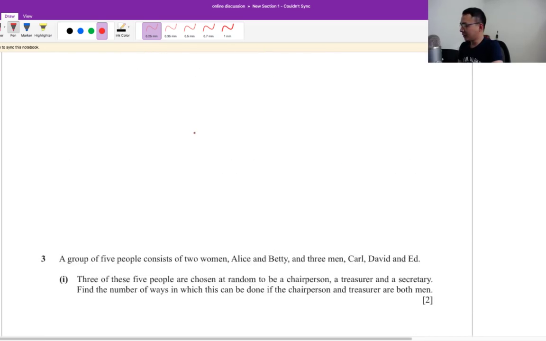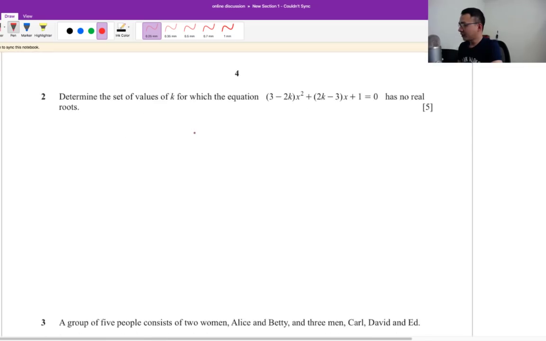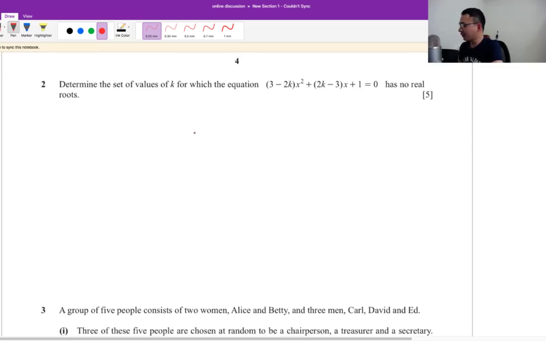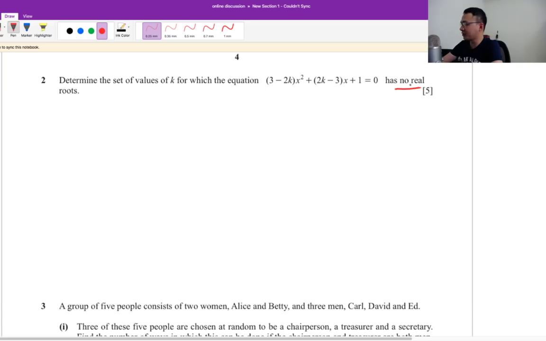Okay, so let's go to number 2. Determine the set of values of k for which the equation has no real root. This is sort of a bonus mark because we know no real root means b squared minus 4ac is smaller than 0. So what we need to do is find out what our a, b, and c are. And this question is quite nice because they already arranged it for us. We know a is 3 minus 2k and b is 2k minus 3 and c will be 1. So we'll just do the simple substitution. b squared, which is 2k minus 3 squared, minus 4.